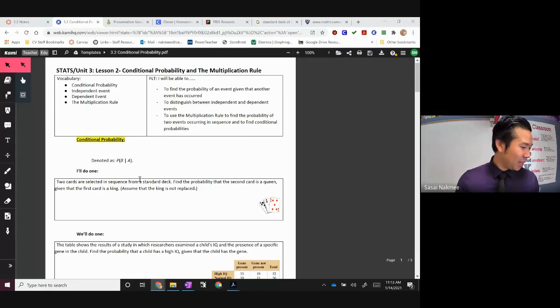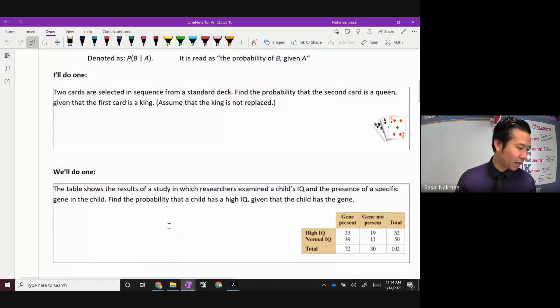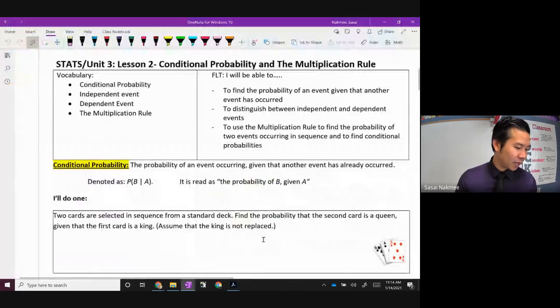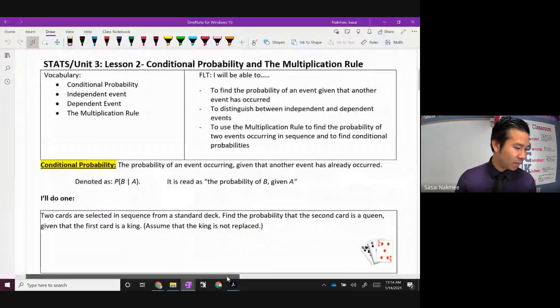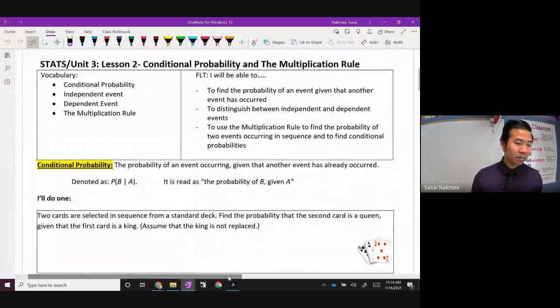So today we're going to be covering Unit 3, Lesson 2, right? Conditional probability. So I have my notes open right now, so let's go ahead and get into it so you guys can copy this down and get going here. So conditional probability, like I said, is basically a condition that occurs.